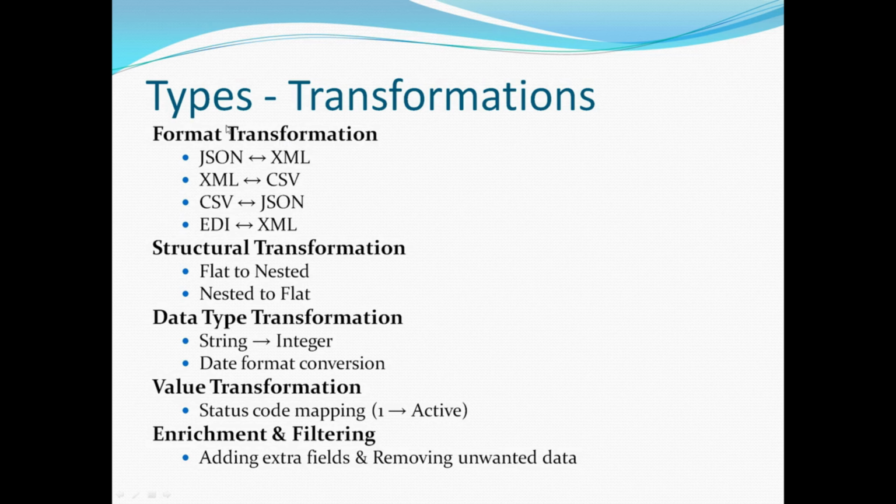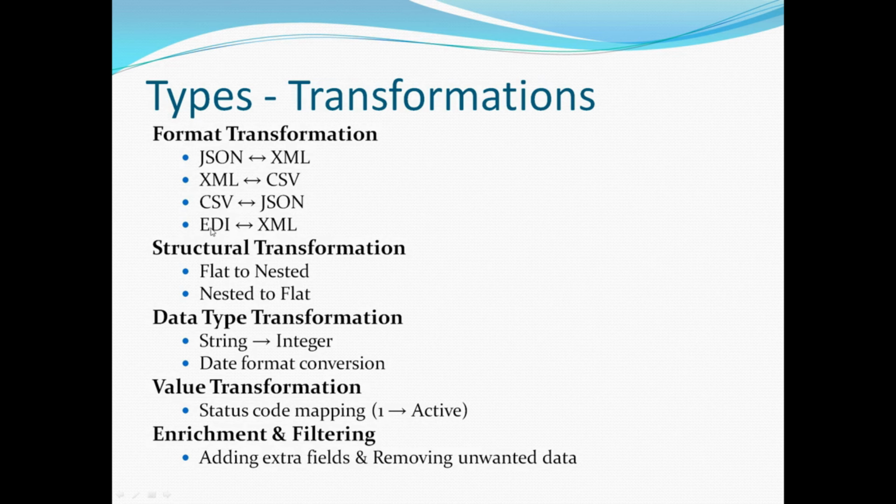So here are the different types of transformation, as we discussed. First, data format transformation: converting data from one format to another, XML to JSON or JSON to XML, XML to CSV or CSV to XML, CSV to JSON or JSON to CSV, then EDI to XML format. Then structural transformation, so flat to nested or nested to flat. These transformations we can also do in iPaaS tools.